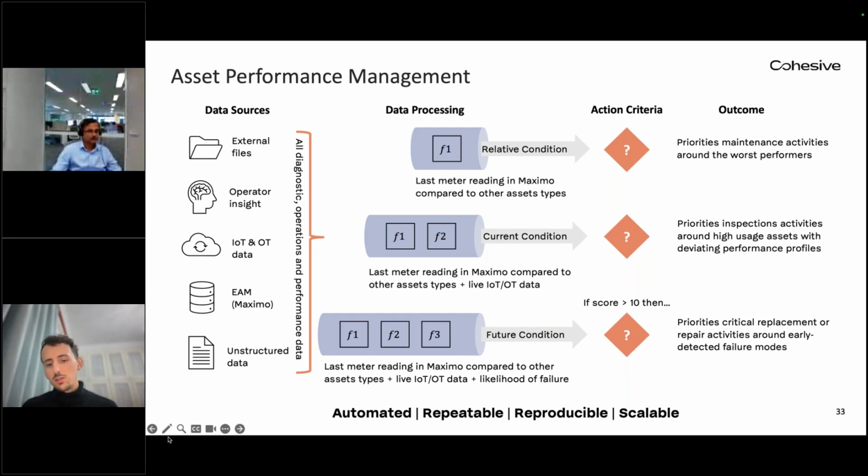So when we start to do that future condition, what we're really trying to do is prioritize some of the critical replacements and be a lot more proactive in our capital investment and capital planning strategy. So the overall objective of asset performance management is to try and create some automated, repeatable, reproducible, and most importantly, from a technology perspective, scalable method of being able to roll this out to the respective asset classes.